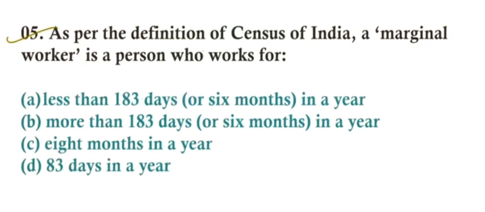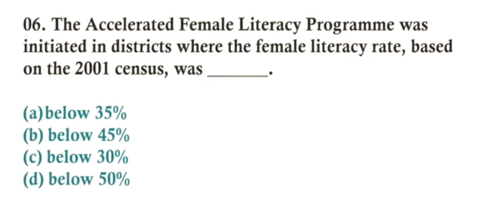Question number 5. As per the definition of Census of India, a marginal worker is a person who works for? Option number A, less than 183 days or 6 months in a year. Question number 6. The accelerated female literacy program was initiated in districts where the female literacy rate based on the 2001 census was dash. Option number C, below 30%.